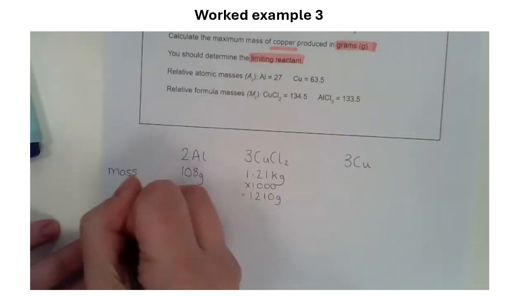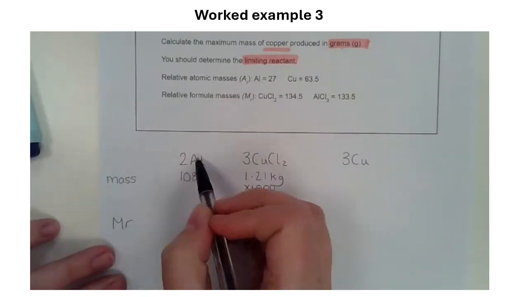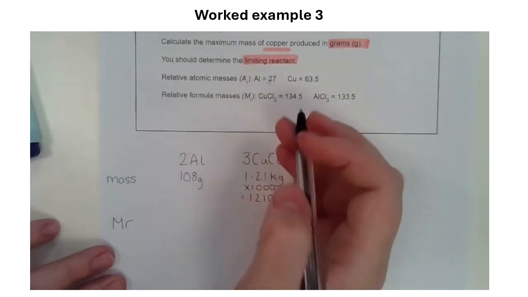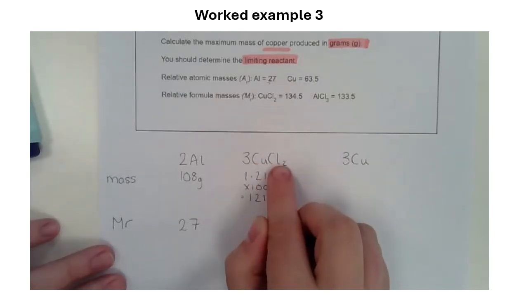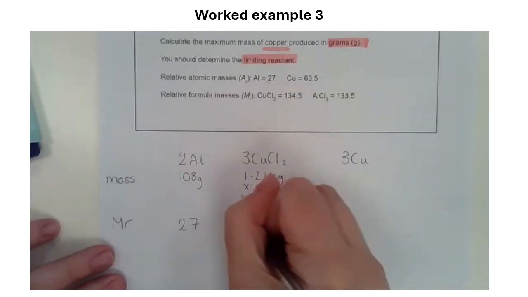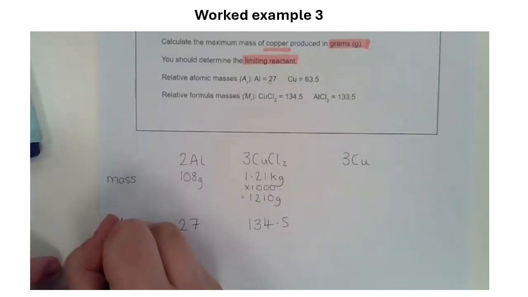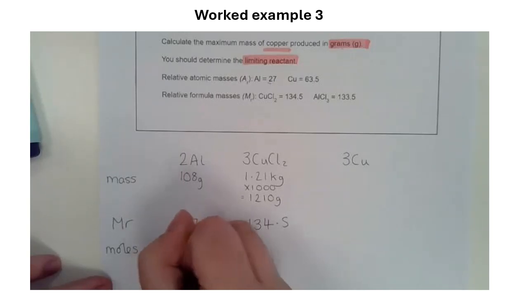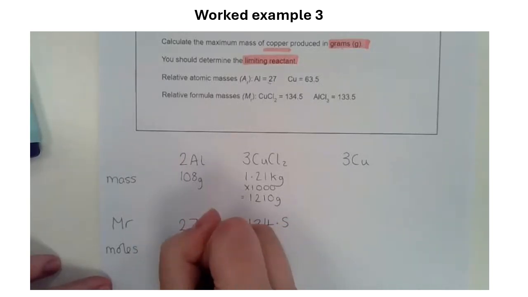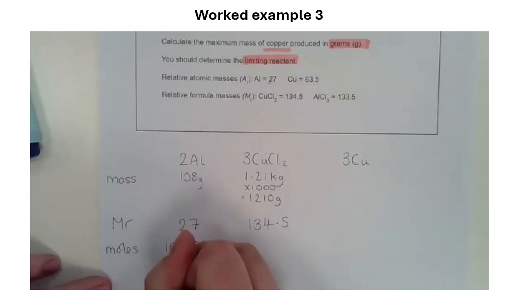I am then going to look at my relative formula mass, which it has given me in the question. Al has a relative atomic mass of 27, and CuCl2 has a relative formula mass of 134.5. I'm now going to calculate my moles. Moles is equal to mass, 108, divided by relative formula mass, 27, which is going to be equal to 4 moles.